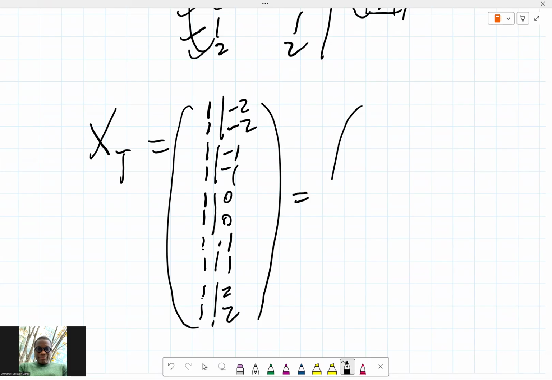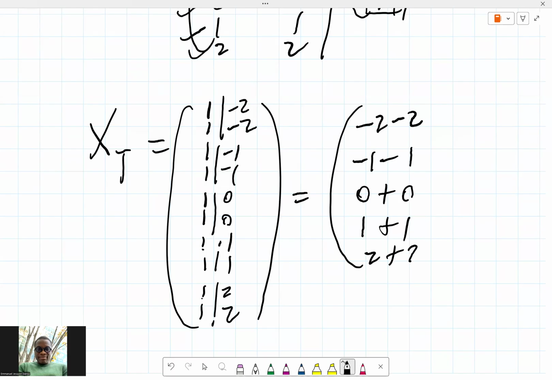So here now we have -2 for the first one. That one times -2. Then this is next -1 -1. Next you have 0 plus 0. Next you have 1 plus 1. Next you have 2 plus 2. Yeah, that's what we have.